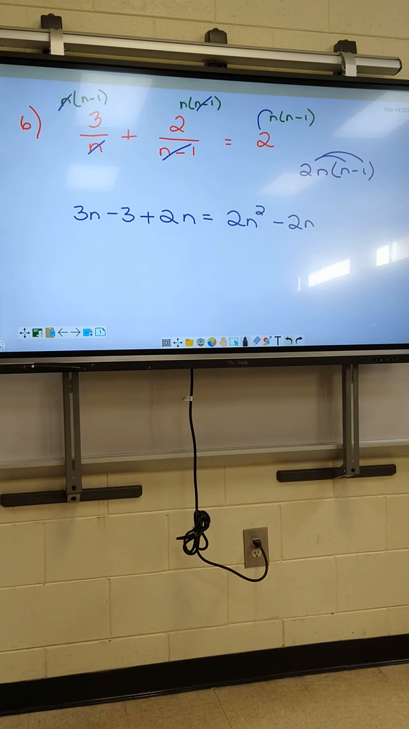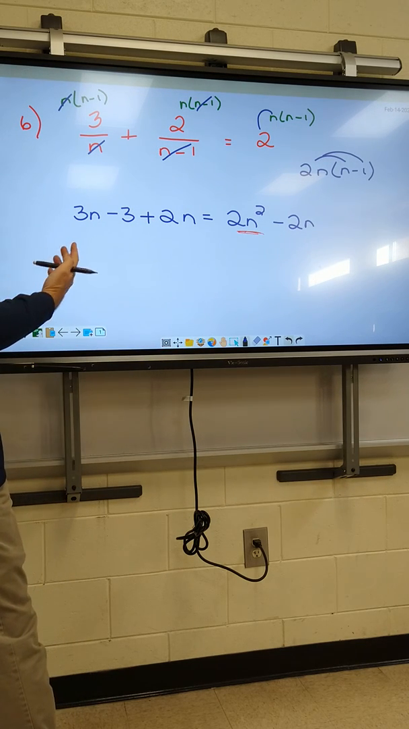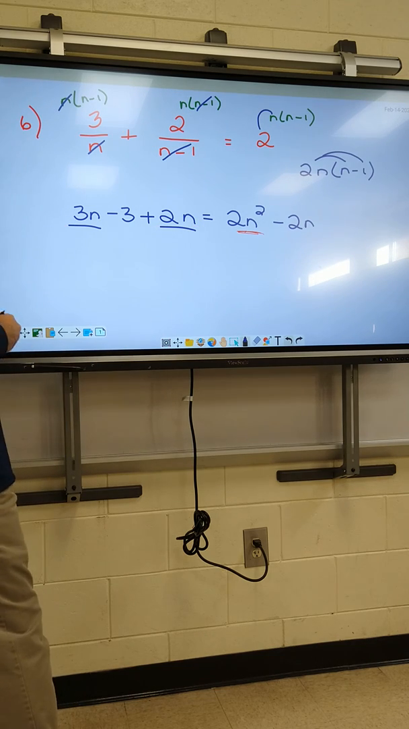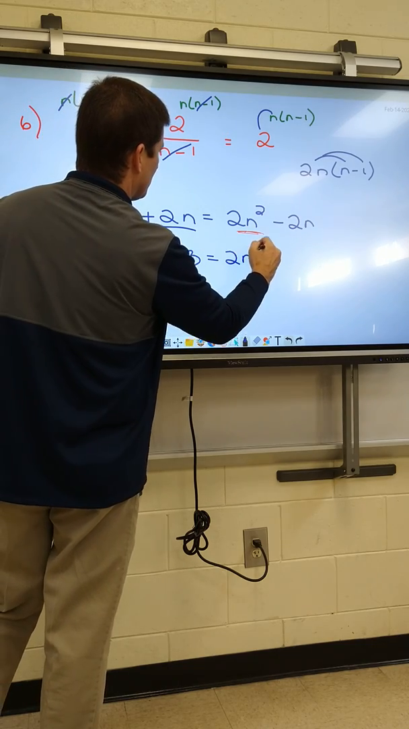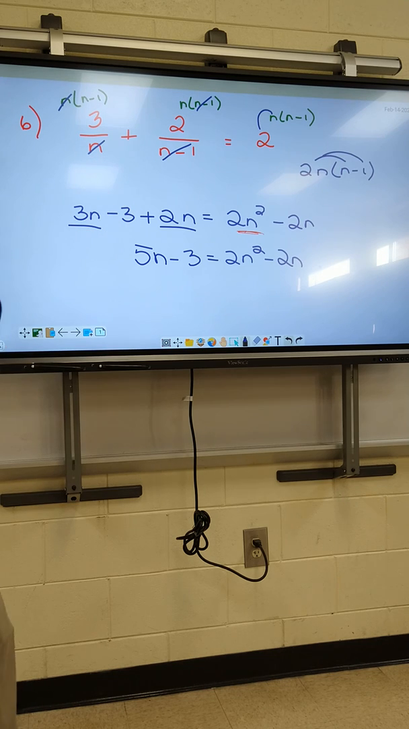Alright, so will we have to do quadratic formula on this problem? Yes, we will, because we've got an n squared. So let's go ahead and add up like terms before I start moving stuff around. I can add these two up. That's 5n, right? 5n minus 3. Okay, now move everything to the right side. Get it set up in order so we can do quadratic formula.